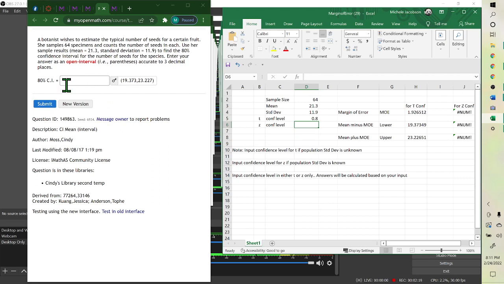Now this one wants it written this way. It's just another way of writing it, but it's still 19.373 and 23.227. That's right there.